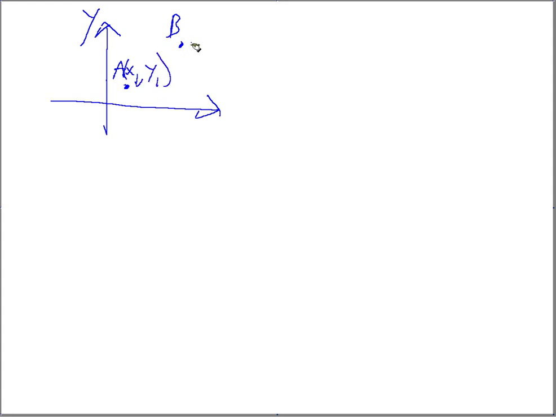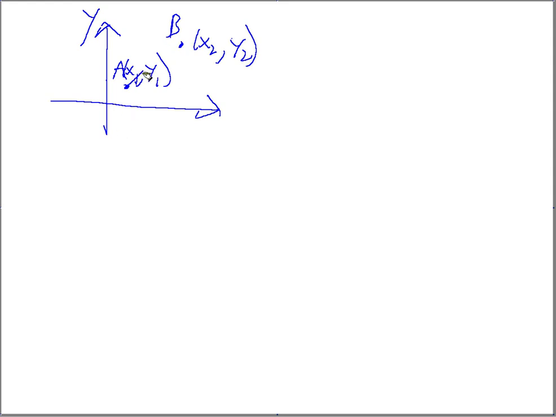Let's consider this problem right here. Again, I'll put both points in the first quadrant for simplicity's sake. So let's say here is point A, and here is point B. Point A is going to have some x coordinate, we'll call it x1, and some y coordinate, y1. Point B is going to have a different x coordinate, let's call it x2, and a different y coordinate, y2. So what is the distance between A and B?